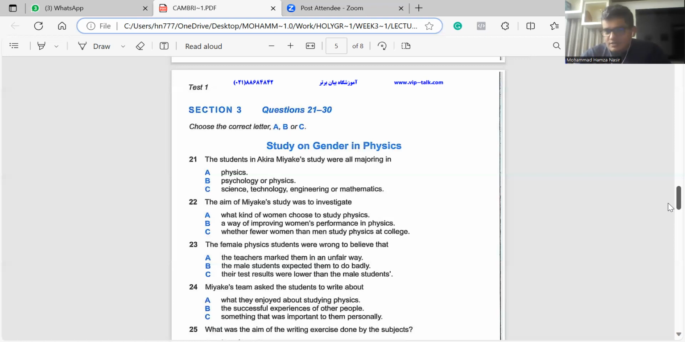So you're going to follow the same drill as we did before. First of all, what's the topic about? Study on gender in physics. Perfect. What's the instruction? Choose the correct letter A, B, or C. So for every question, you have 3 options given and you have to select one of them. If it's Alpha, you go for A. If it's the second one, you go for B. If it's the third one, you go for Charlie. Now, in my listing, I had 40 out of 40.